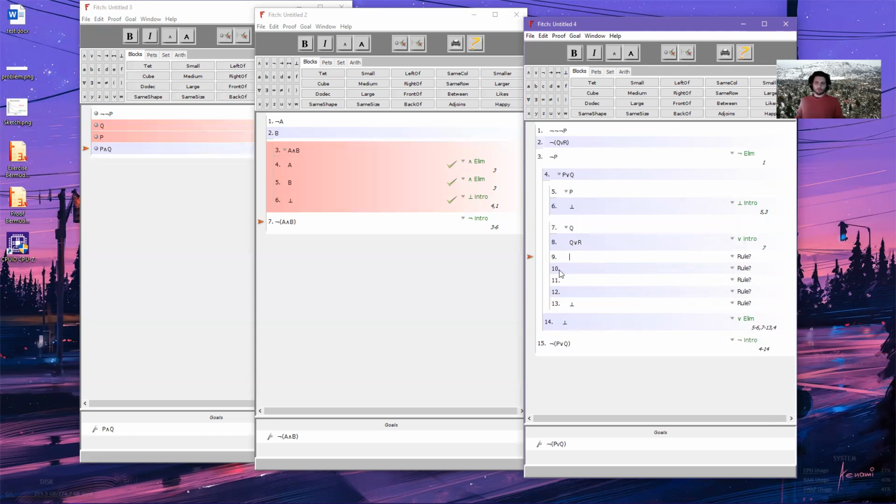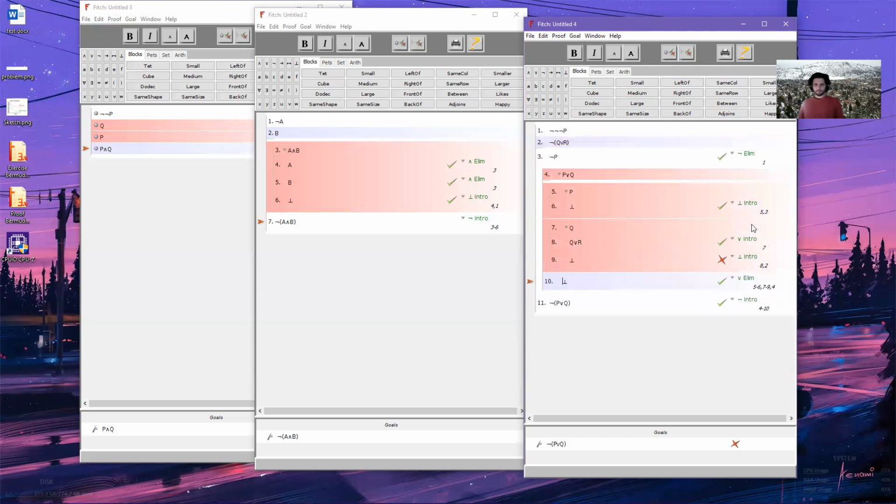Okay, so now we have Q or R. And so now we can do our contradiction introduction because we have stuff and we have not stuff. And that's all contradiction introduction needs. Right, and so now we can check our proof. And what did it not like? So we have Q or R and we have not Q or R. And so what does it not like?